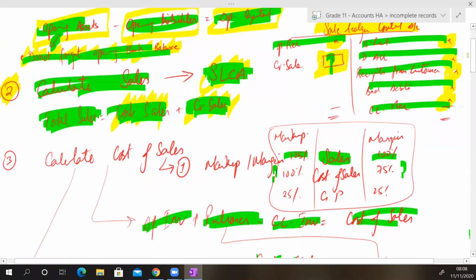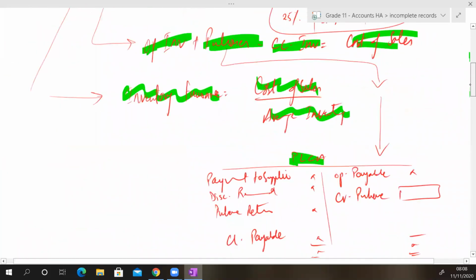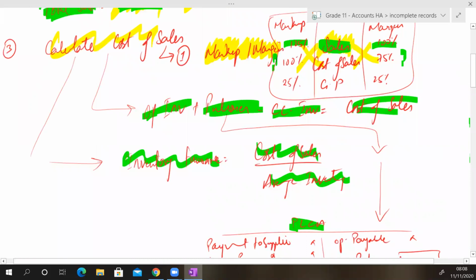Second is calculate cost of sales. The first method is using markup and margin. To calculate cost of sales using markup and margin, sales value will be given to you. Based on this, you can apply the percentage for markup or the percentage of margin and calculate cost of sales. The second way would be using the equation as it is, which is opening inventory plus purchases minus closing inventory is equal to cost of sales.